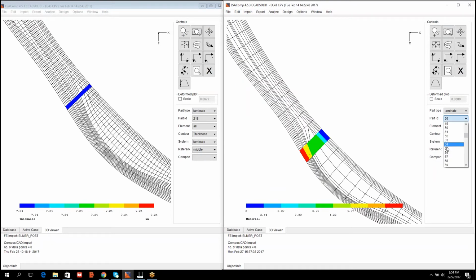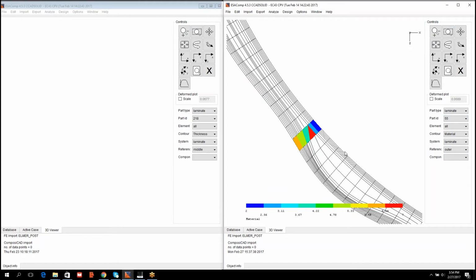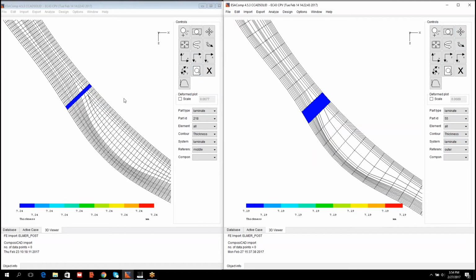So 55 was the laminate cross-section of our interest, and the thickness in this region is 7.2 millimeters. In this updated model on the left-hand side, the model at this location has the same thickness.